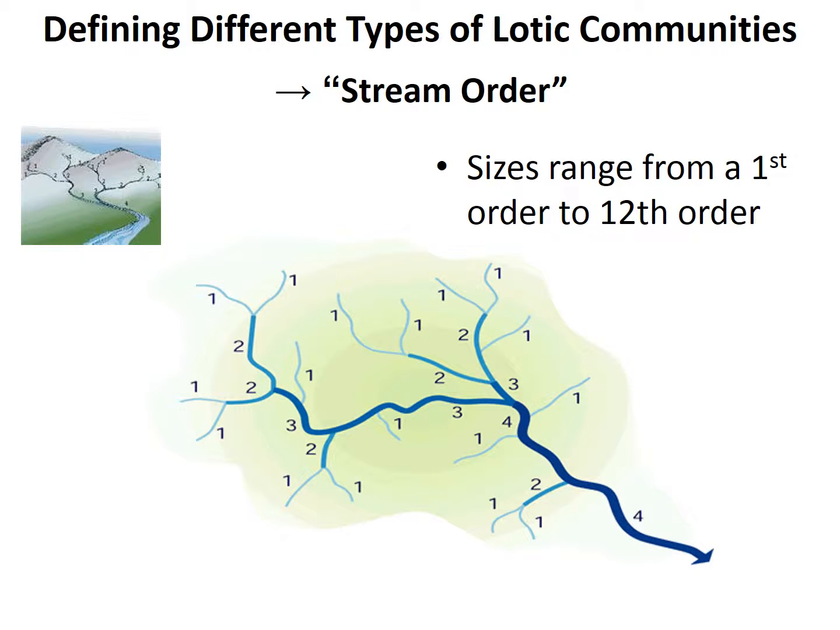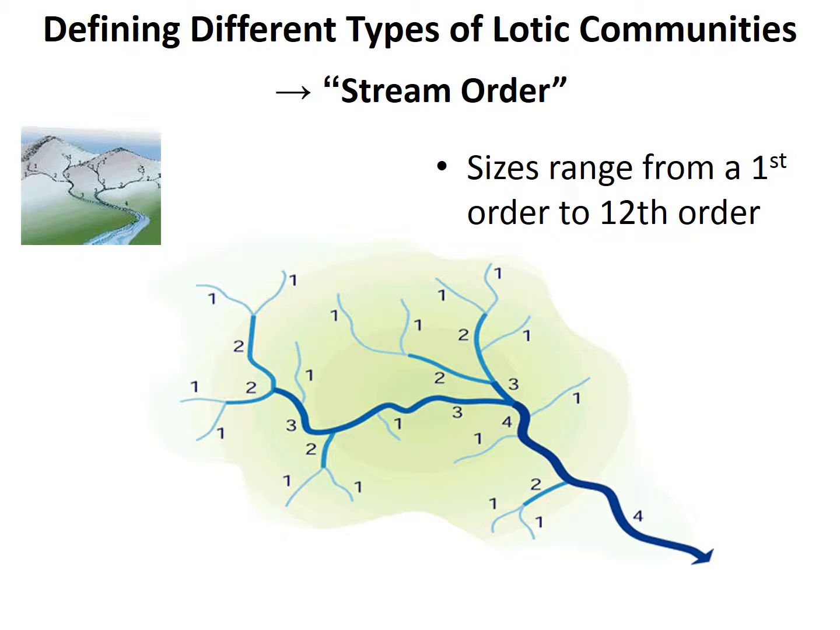Stream orders range from 1st to 12th, with first order streams being the smallest headwater streams, and 12th being the largest rivers. Stream order is determined by first looking at the headwater streams. So the headwater stream starts with the number 1, that is a first order stream. You're only going to go up to the next order when you have two of the same orders come together. So we have a stream order 1 and a stream order 1 come together, we make a 2. So now we have a second order stream flowing, and now it intersects with another second order stream. Then we're going to bump up to the next level stream, the third order stream.